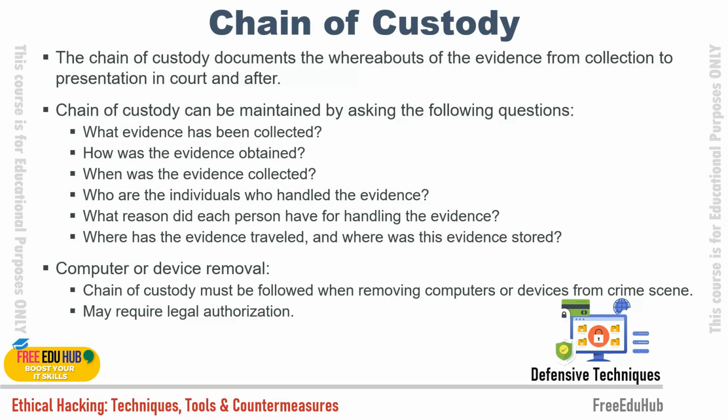Then we have chain of custody. A chain of custody documents the whereabouts of the evidence from the collection to the presentation in court and after. So, maintaining a chain of custody is crucial when collecting evidence for court. The chain of custody refers to the documents and the movements of the evidence from the collection to its preparation in court and beyond, including the return or the destruction process.